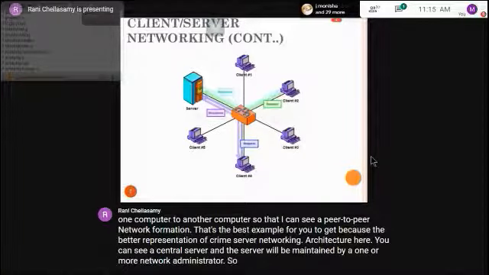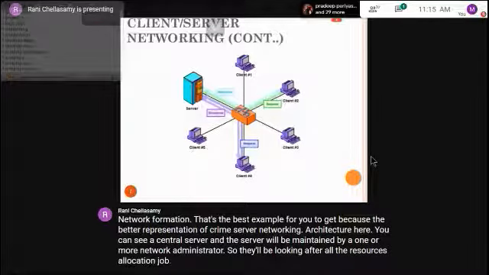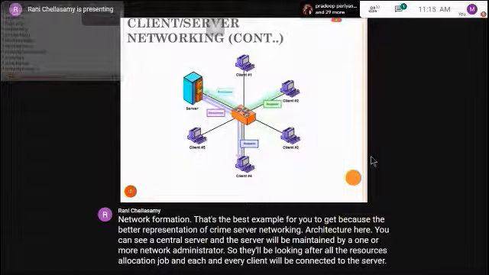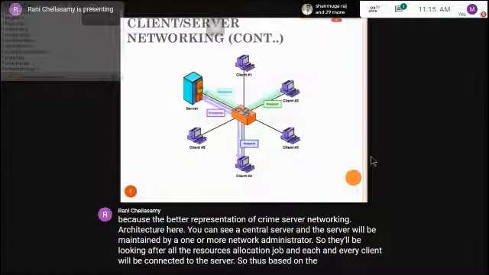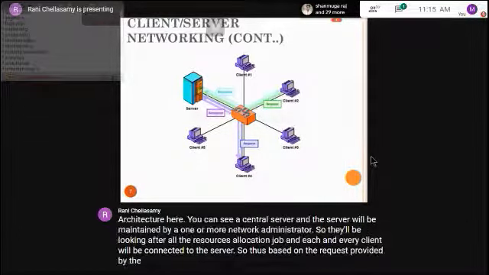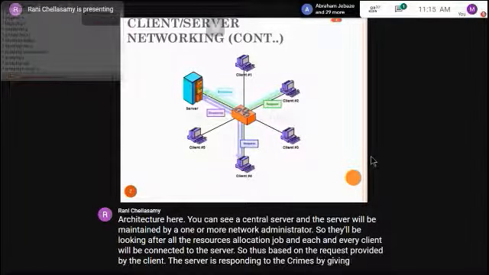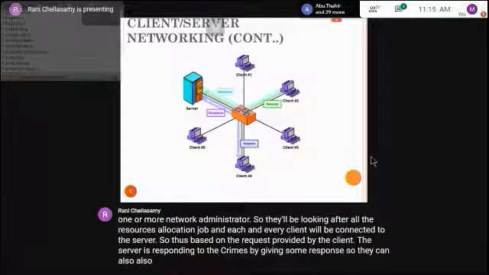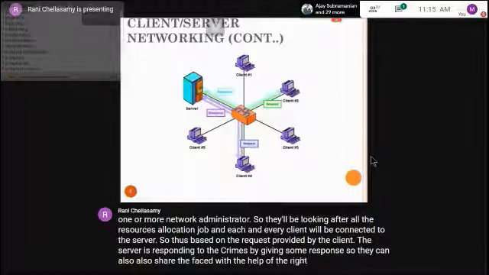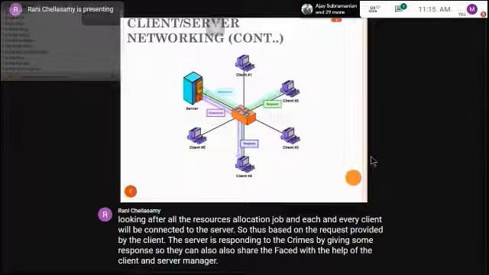So they will be looking after all the resource allocation and jobs, and each and every client will be connected to the server. Based on the request provided by the client, the server will respond to the clients by giving some response. They can also share files with the help of the client and server manager. It's a master-slave type of communication.